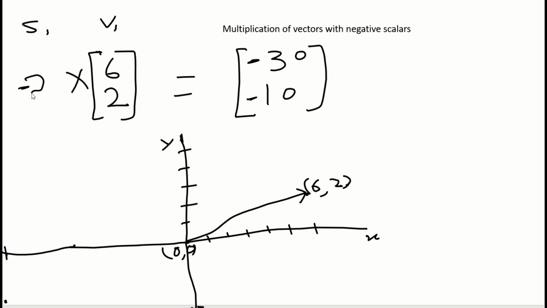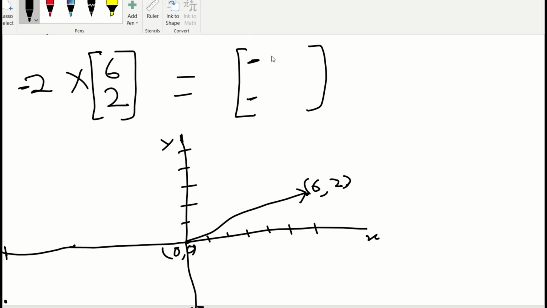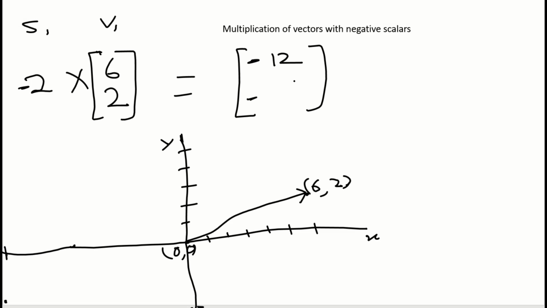So let's say we have minus 2 here. The answer would be 12 here and 4 here, so minus 12 and minus 4. I can say this can be 12, or maybe nearby, and 4 would be somewhere here, which is fine. So the point will be somewhere here. Initially the arrow was like this. Now the new arrow would be like this.